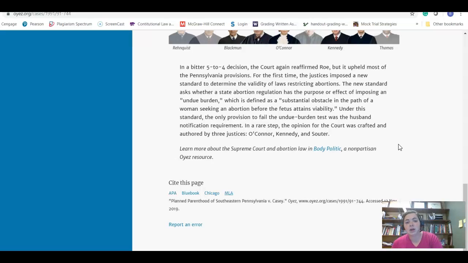So in this case, the provisions requiring a minor to have judicial approval or a parent's approval was okay. The 24-hour waiting period was okay. The one provision that was an undue burden was the requirement that a married woman notify her husband. This was considered an undue burden.